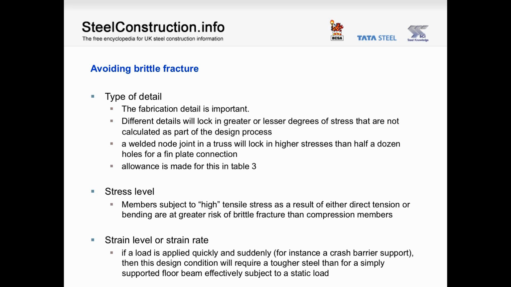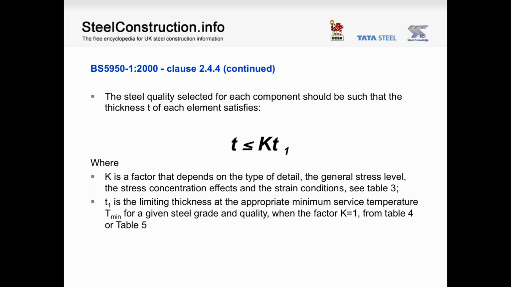So that innocuous small clause deals with a phenomenon that is clearly very complex. But in the world of building structures, it's not often a critical aspect of design, and so we make life easy for ourselves. And this is how. We ensure that the thickness of the element being considered, be that the web or the flange, is less than the limiting thickness T1 taken from Table 4 in the case of open sections and plate, and Table 5 in the case of hollow sections.